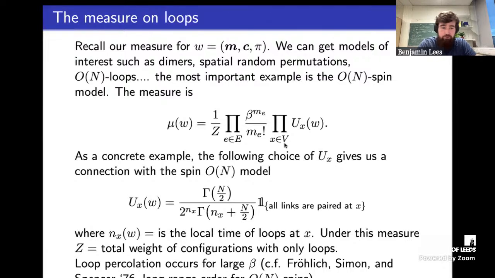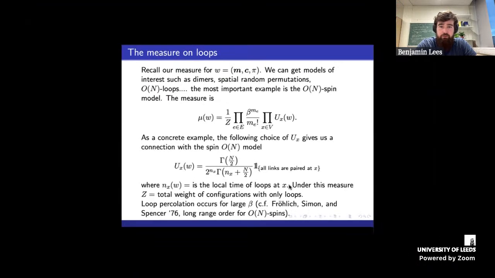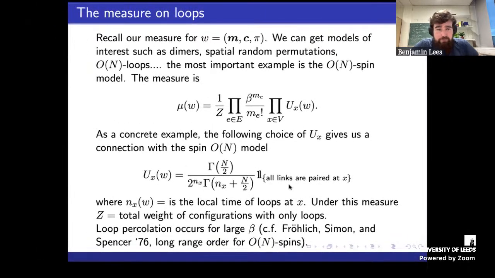Just as a concrete example, if we take the following choice of U_x, we get the spin ON model. U_x is some function involving the gamma function of the local time at x, together with the indicator that all links are paired at x. So remember I said if all links are paired, the only things we have are loops. There's no open paths. So we have a system of loops. And if we wanted to talk about spin correlations, as we saw in the previous talk, the interesting case there is where we have loops, but also force an open path through the system between x and y.